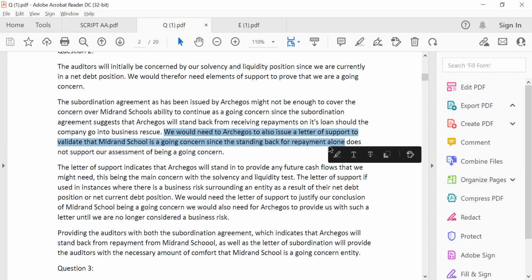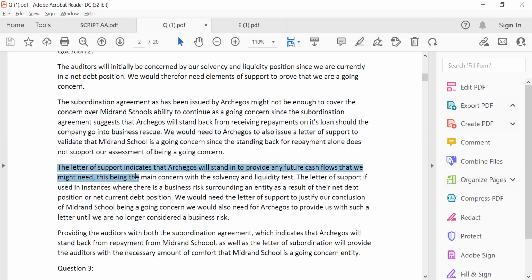So what this candidate is doing, which is different, is they are saying over and above the subordination agreement, the entity will also need a letter of support. And the candidate goes on to further explain why a letter of support is necessary in addition to the subordination agreement. The candidate says here, the letter of support indicates that Archegos will stand in to provide any future cash flows that might be needed. And this being the main concern when it comes to solvency and liquidity.